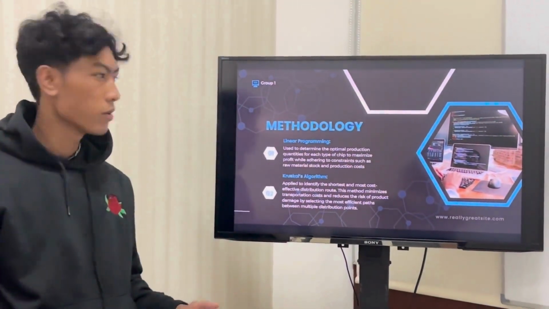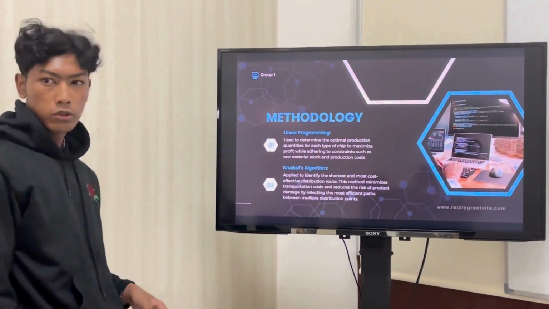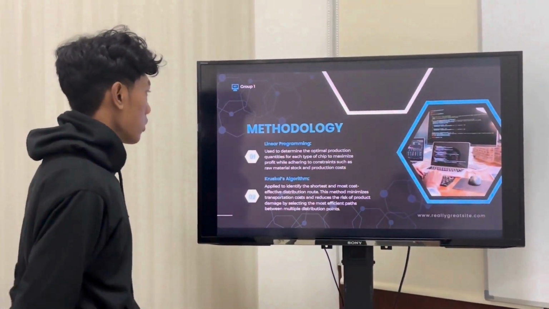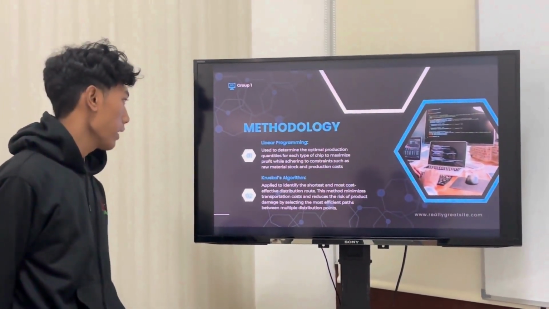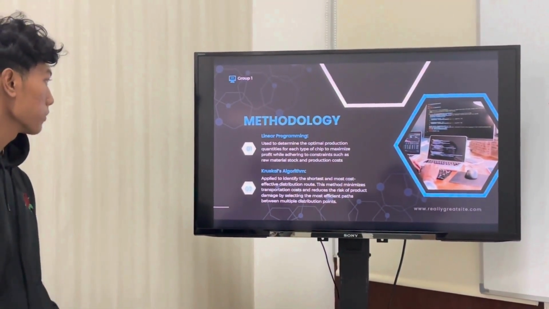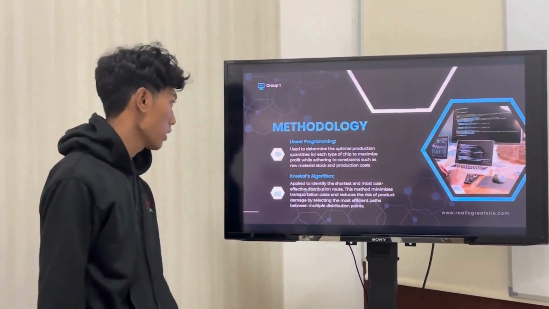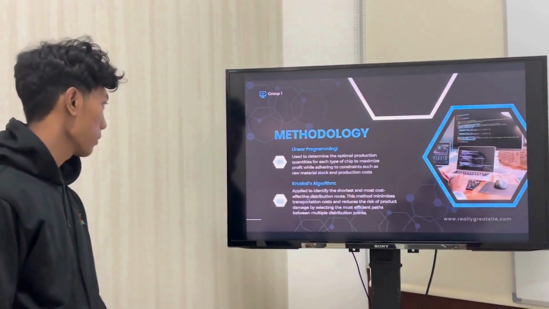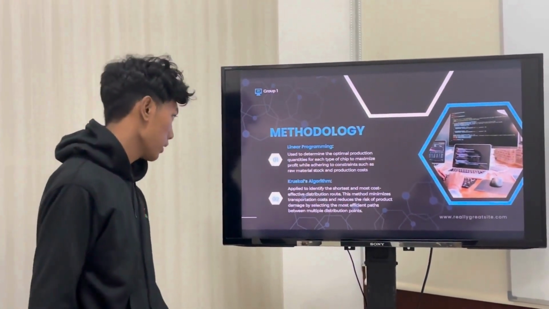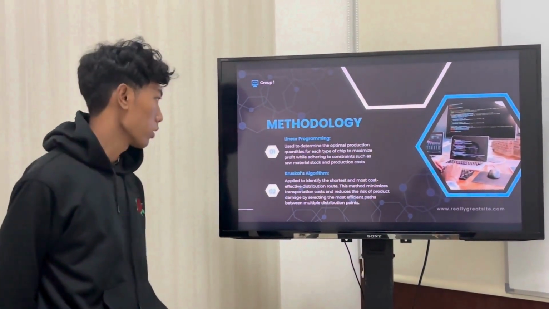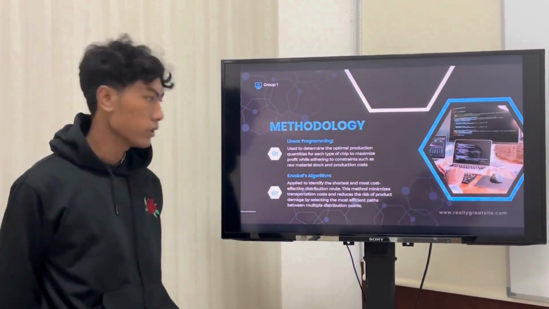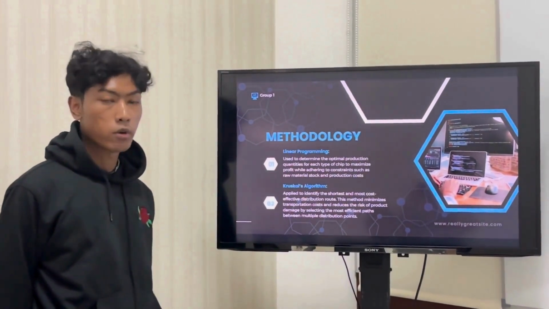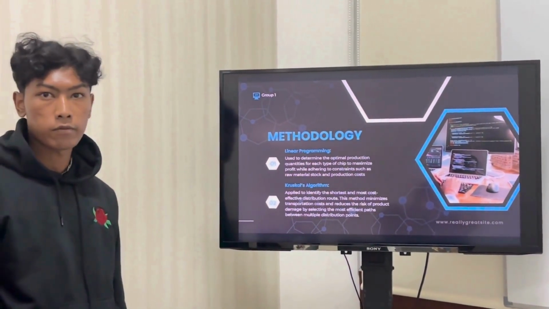Okay, so this is our methodology. The first one is linear programming. Linear programming aims to determine the optimal production quantities for each type of chip that we use to maximize the profit, and the crucial algorithms identify the shortest path and the most cost-efficient distribution route. This method minimizes the transportation costs and reduces the risk to the product.